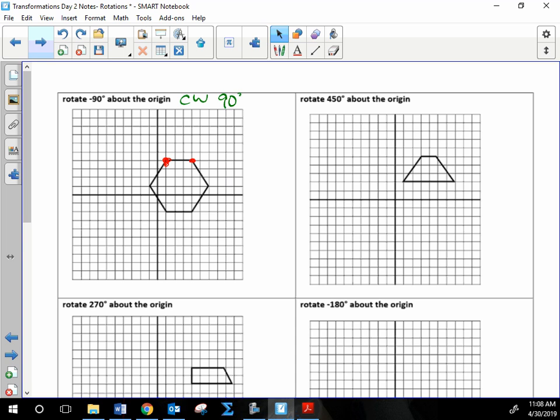Try this guy here. It's only 45 degrees, it's not a whole 90. Ooh, I like it, except you went the wrong direction. It's negative 45, so we're going to be going 45. Similar to that, no?